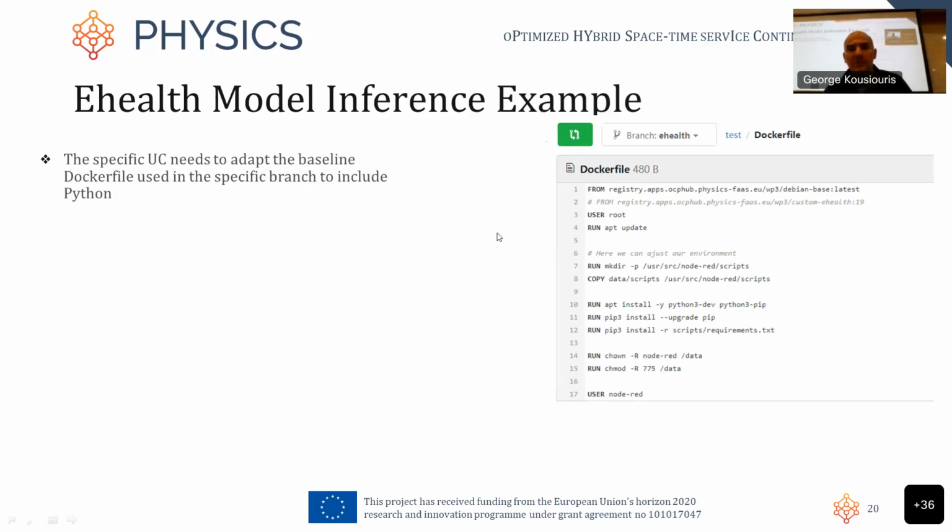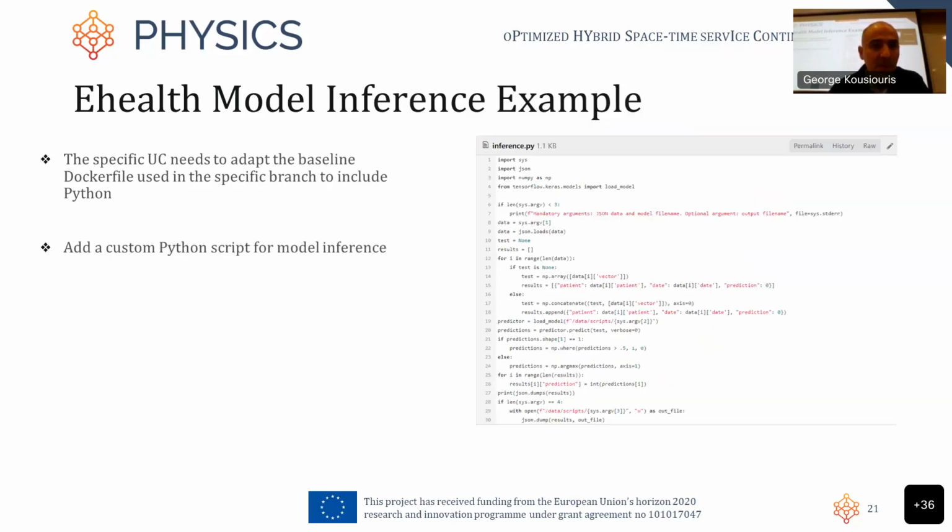So each developer that comes into the system gets a clone of the template repository, the master repository, but then they are able, in their own branch, to create differentiations of their Docker file, their Jenkins file, and so on. So in that case, the eHealth use case needs to change the Docker file in order to add, for example, Python and TensorFlow tools inside the image. Then they need to add also their own custom Python script for doing the model inference process.